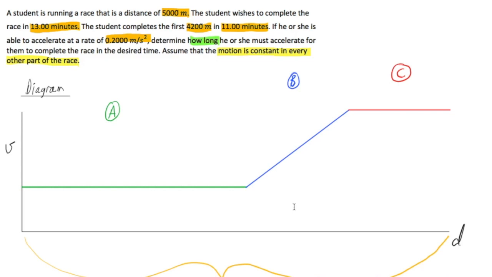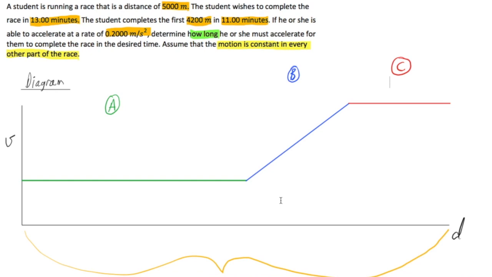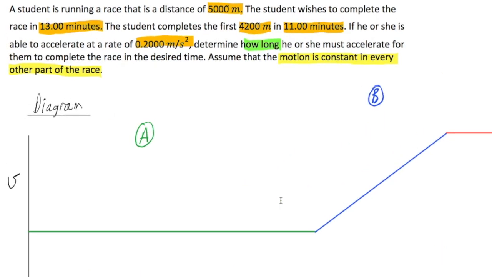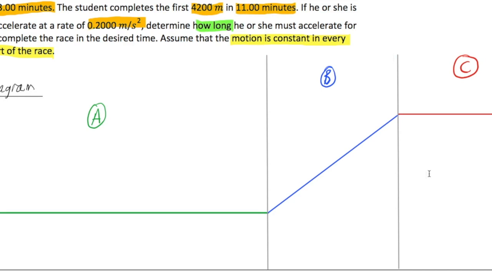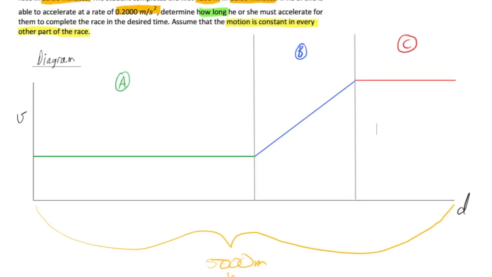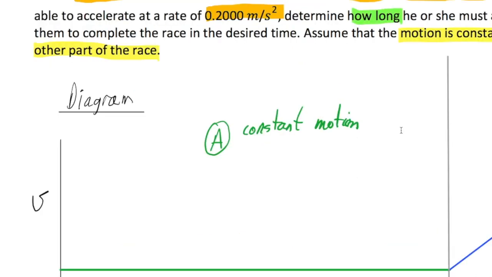Okay, so let's see if we can do a little bit more of an analysis of what's going on. Now, to help us out even further, I'm going to further separate the sections with these vertical lines so we can see them as distinct as they are. So the next step, we're going to start filling in our given information for each section. Note, A is constant motion, and we have some information that we know about section A.